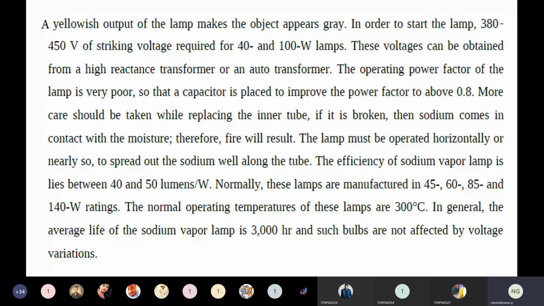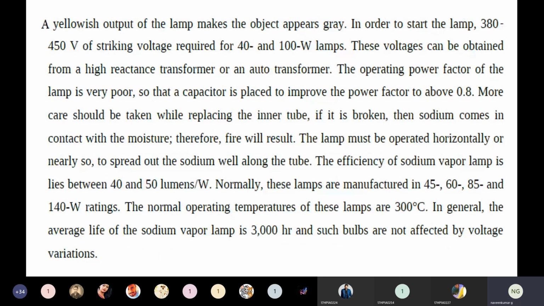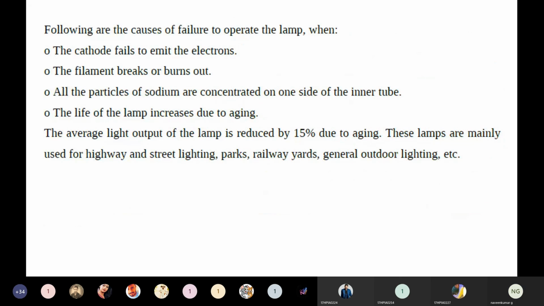Why are they not affected by voltage variations? Because we have a lead transformer, and we have a ballast or choke. You can observe this in the structure. Okay, so this is seldom responded to voltage variations. So these are some reasons for the failure of this particular lamp to operate.